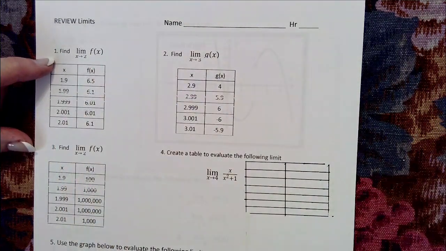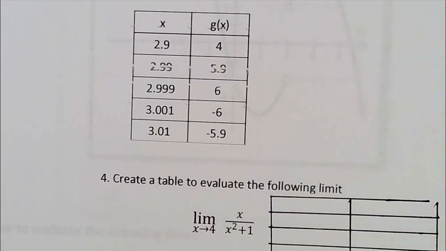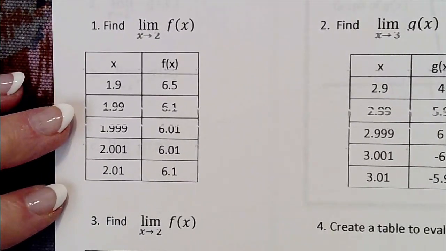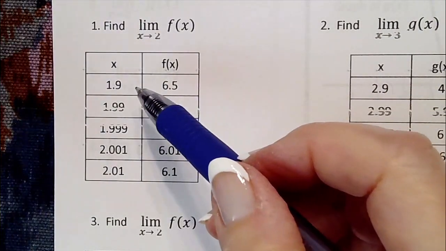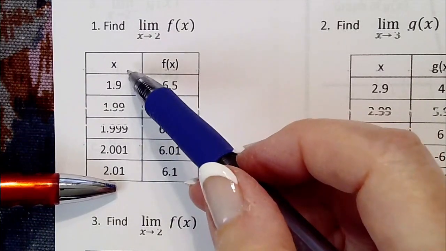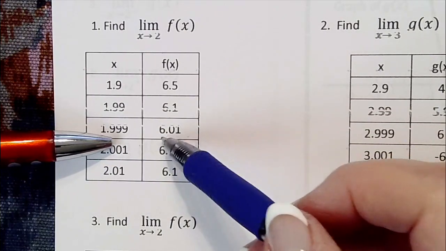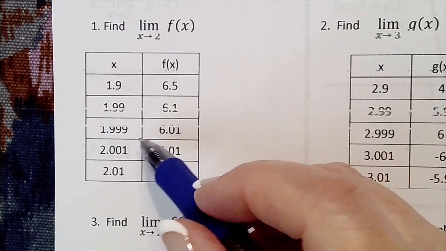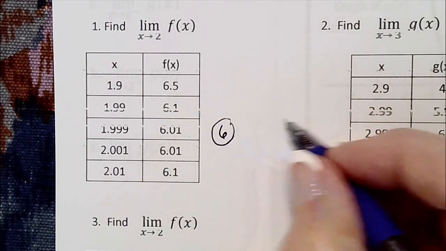So we're going to zoom in just a little bit more. Okay, so number 1, as we come down from the top, it gets closer and closer to 2, and as we come up from the bottom, it gets closer and closer to 2. So between here and here, and as we go down further and further, this would come out to be closer and closer to 6. So our answer is 6 for the limit.